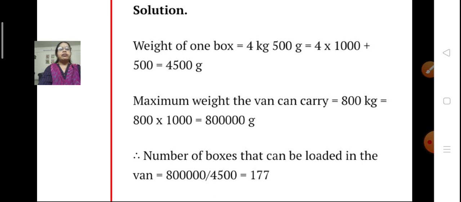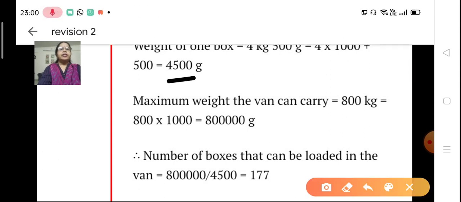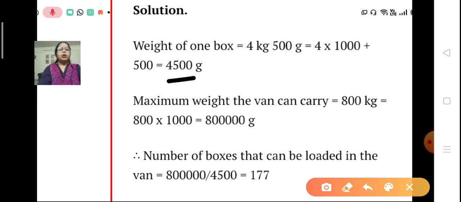Let us solve this. Weight of one box is 4 kg 500 grams. We will convert it into grams. So, it will be 4,500 grams, and that is the weight of one box. And what is the maximum weight a van can carry? That is 800 kilograms. That means it is 800 multiplied by 1000, isn't it? So, 8 lakh grams it is.